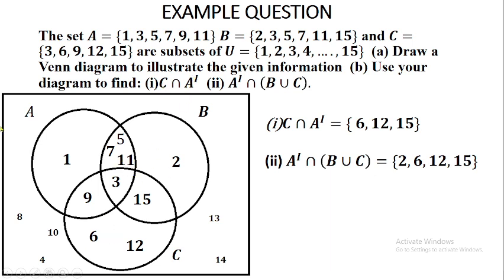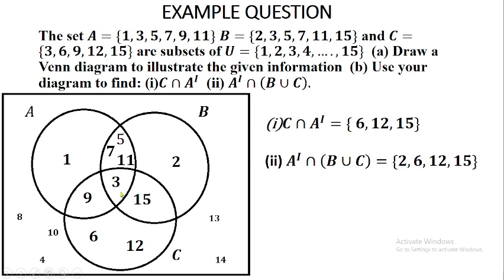If I remove this A here, what do I have left in C? I have 6, 12 and 15 in C, which intersect the complement of A. So C 6, 12 and 15 intersect the complement of A, which is whatever you have left here. So whatever you have left here intersect 6, 12 and 15. So that means the answer you are looking for is 6, 12 and 15.